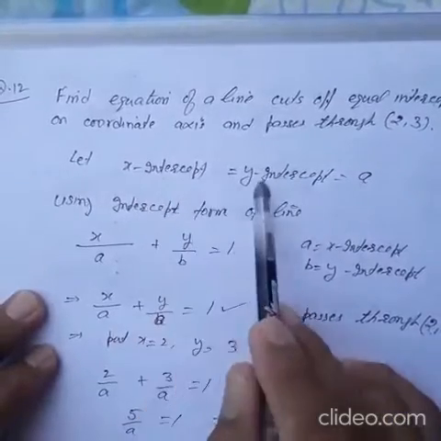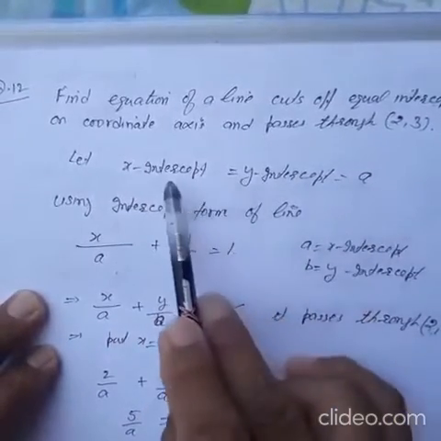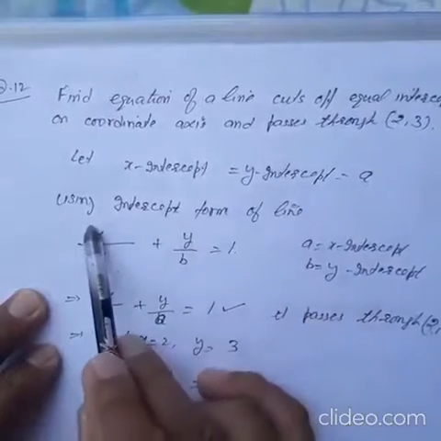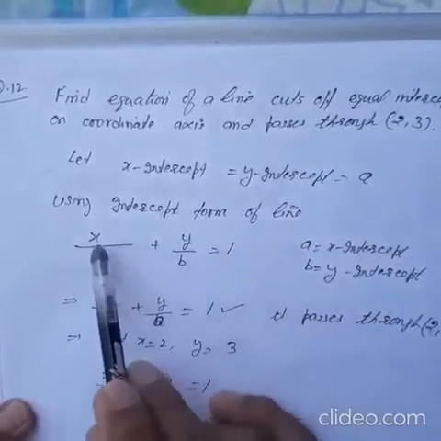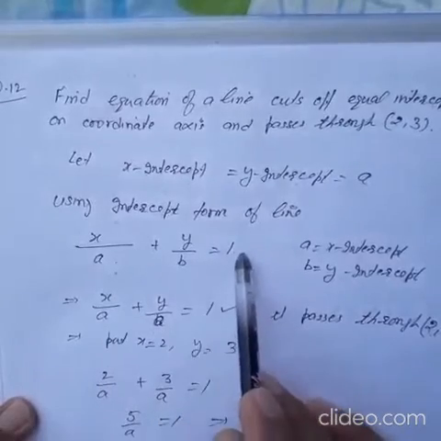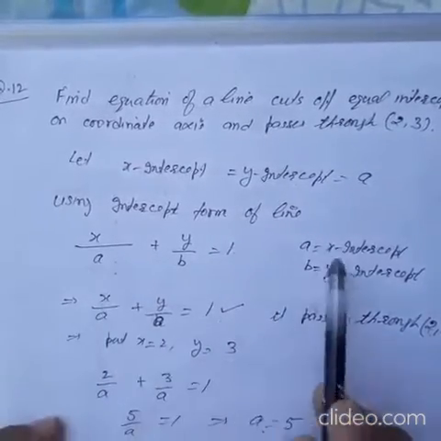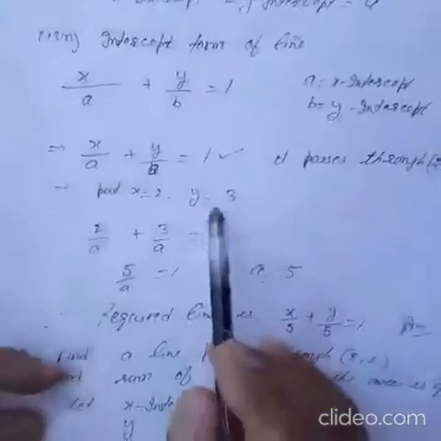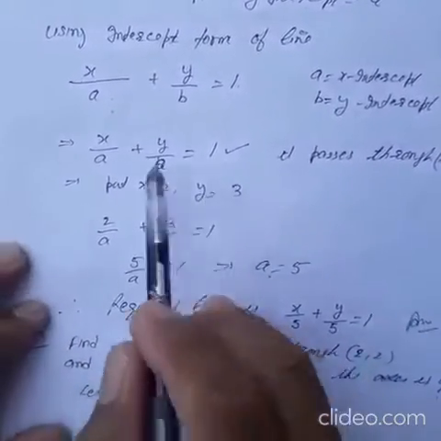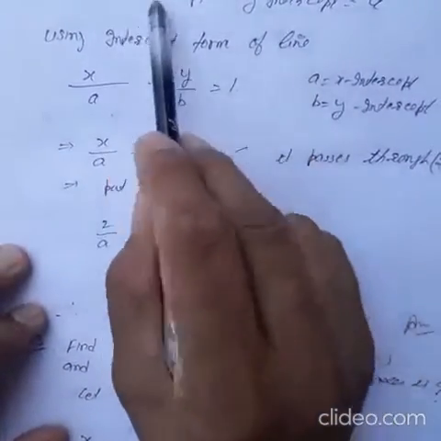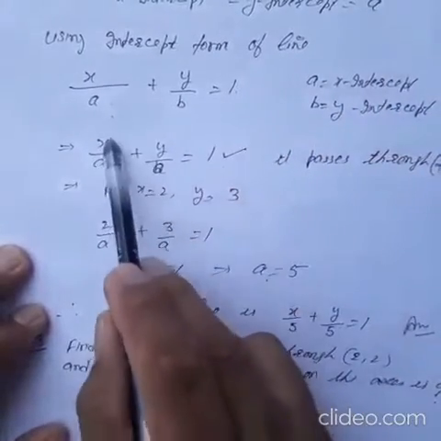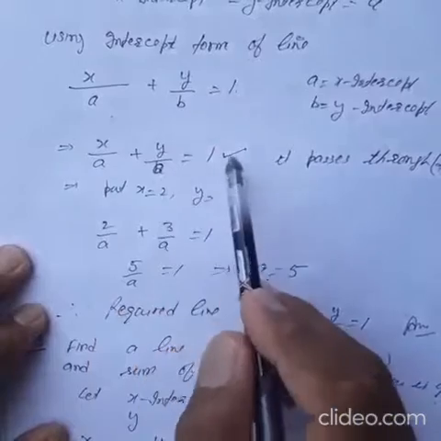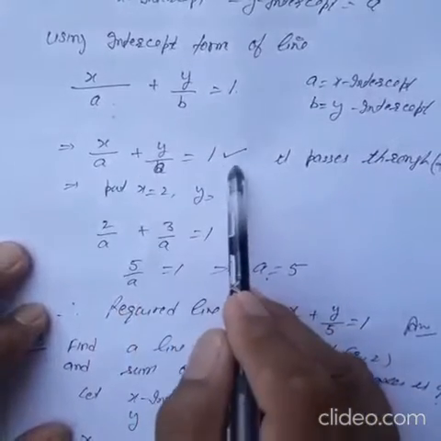So let these intercepts be equal to A. Because intercepts are given, we will use the intercept form of the line. Let the intercept form of the line be x upon A plus y upon B is equal to 1, where A is the x intercept and B is the y intercept. We have assumed the x intercept and y intercept are both A, so put the values here: x upon A plus y upon A is equal to 1. It will be the required equation.